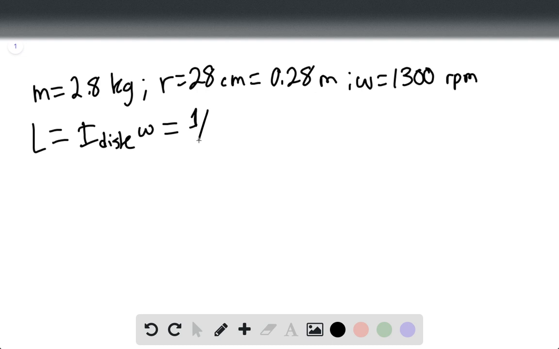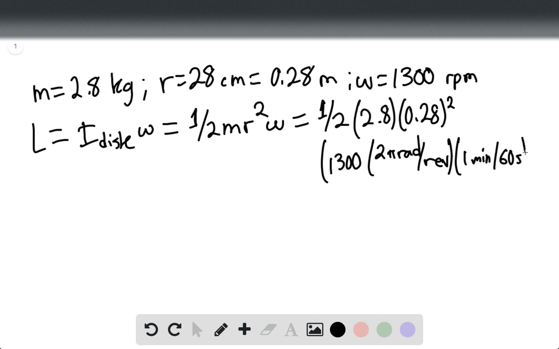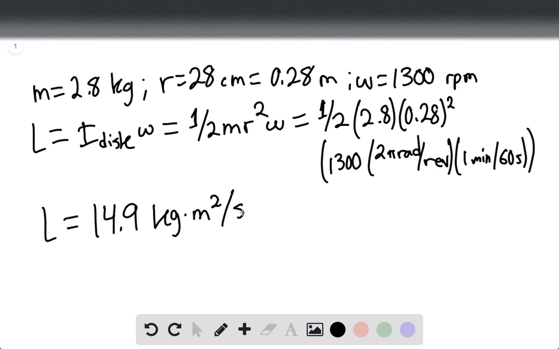This will equal 1/2 mr squared times omega. And this is equaling 1/2 times 2.8 times 0.28 squared, and then times 1,300 RPM times 2 pi radians per every 1 revolution, and then times 1 minute for every 60 seconds. And we're getting that L, the angular momentum, is going to be equal to 14.9 kilogram meters squared per second.